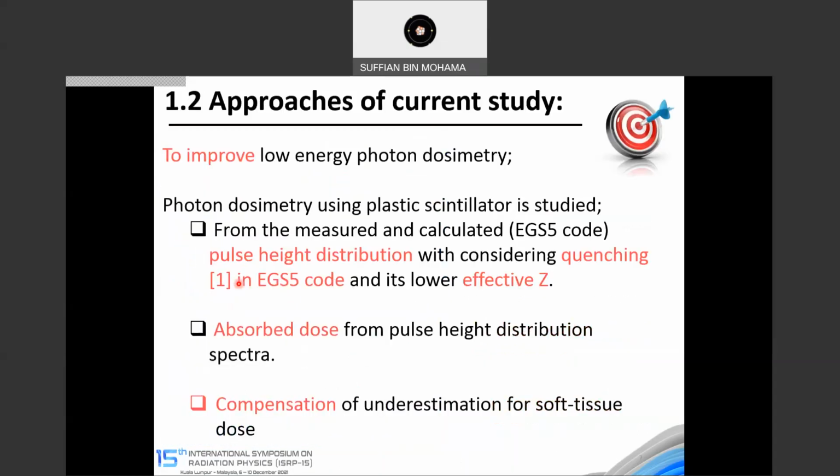So the approach of our current study, in order to improve low energy photon dosimetry by using plastic scintillator, is as follows. At first we will do experiment and also Monte Carlo simulation for pulse height distribution, considering the quenching effect in our EGS5 code. And then from the absorbed energy, we can obtain the measured and also calculated absorbed dose. And third, we will calculate the composition of underestimation for soft tissue dose.